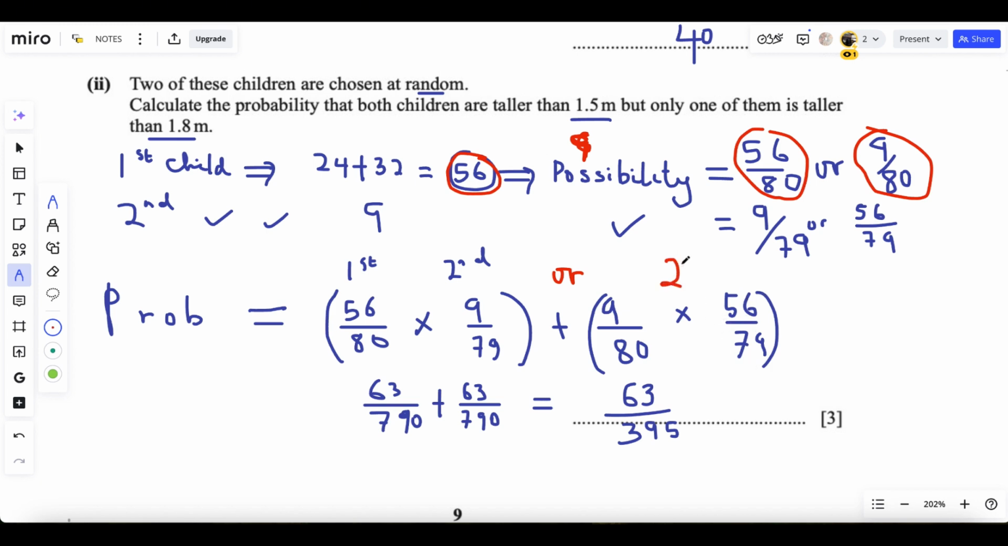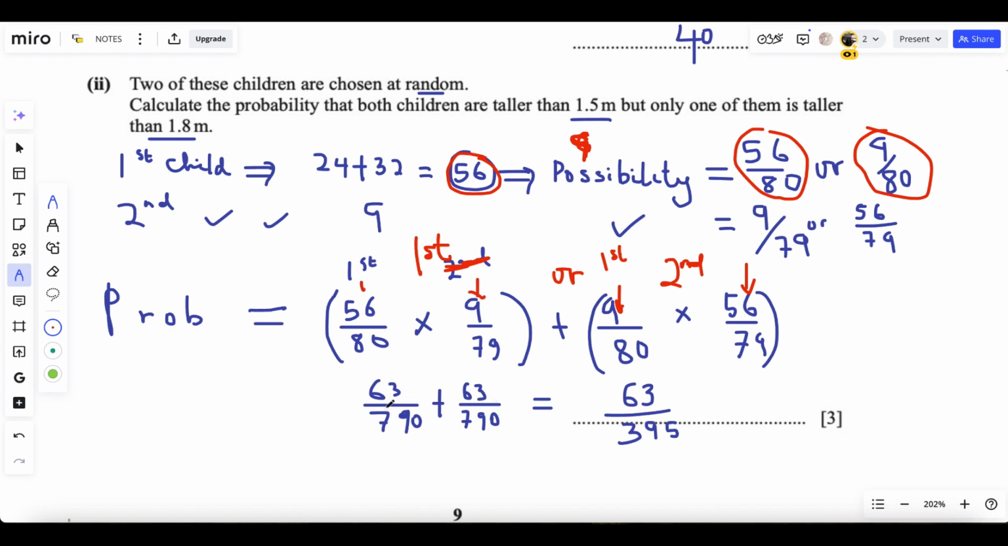This is the second scenario, and this is the first. Let's cancel this. This is the first scenario for both cases, first and second for the one child, and first and second for the other child. This is first for the one that chose 56, and second for the one that chose 9.